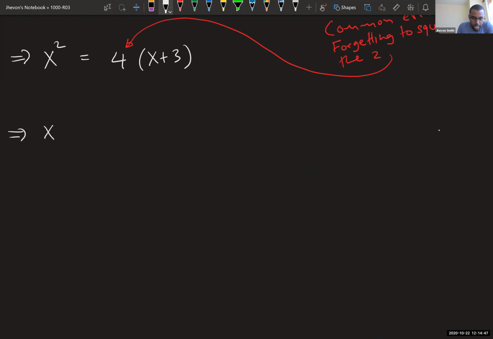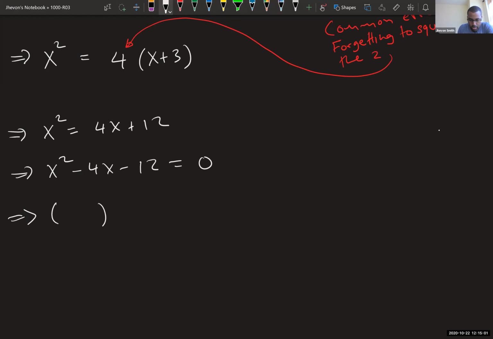Okay, so this is x squared. I would multiply this out. This is 4x plus 12. We know how to deal with this. Bring everyone to one side, and try to factor now. 12, 6 and 4, 6 and 2, making a -6 a +2. That seems to work. So x equals 6 and x equals -2.